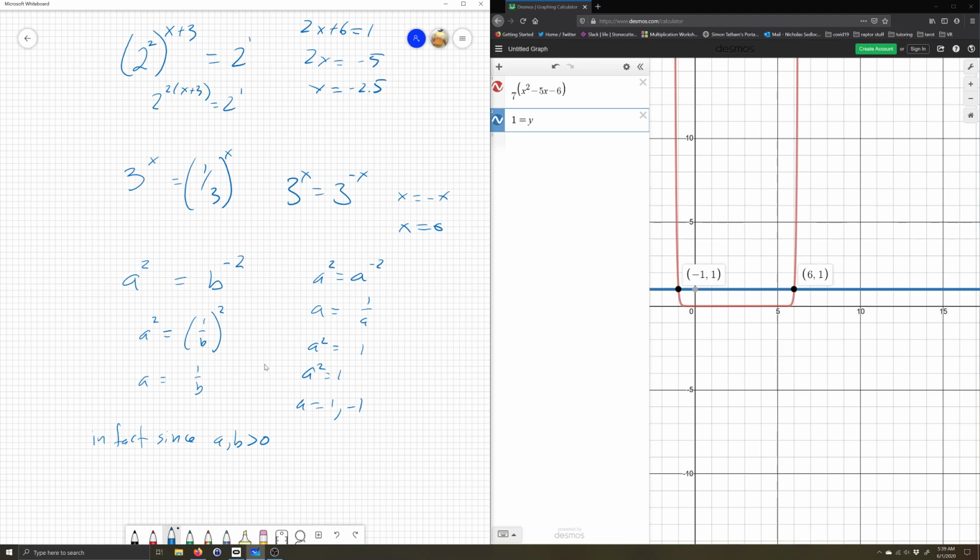So we're sort of limited in how we can solve these exponential equations right now. So I'm going to talk about an application of exponential functions, and then we're going to talk about how we can solve these things more effectively.